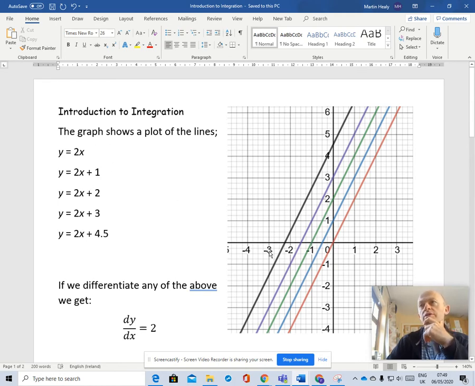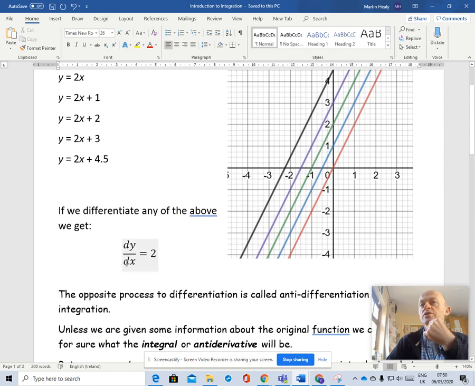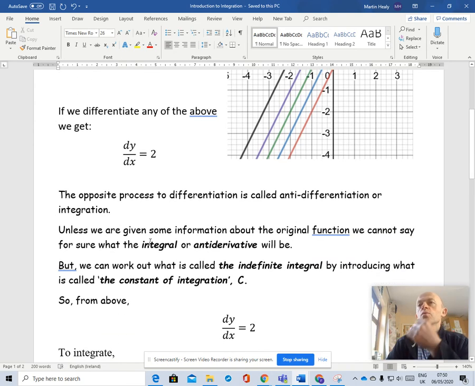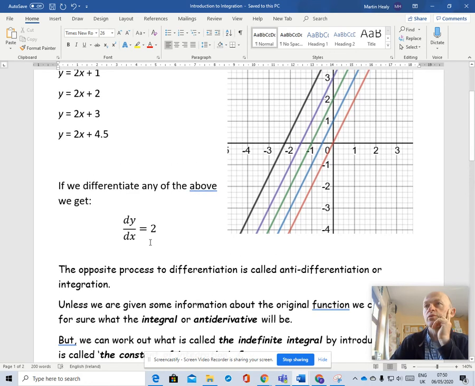I have a plot here of lines, from y equals 2x all the way up to y equals 2x plus 4.5. You'll see all these are straight and they all have the same slope. So if you differentiate them, we get dy/dx equal to 2, regardless of where I put that y equals 2x plus whatever. I would always get dy/dx equal to 2. Now, the opposite process of differentiation is called anti-differentiation, which is a term that isn't that often used, or more commonly, integration. Unless we are given some information about the original function, we cannot say what the integral or antiderivative is going to be.